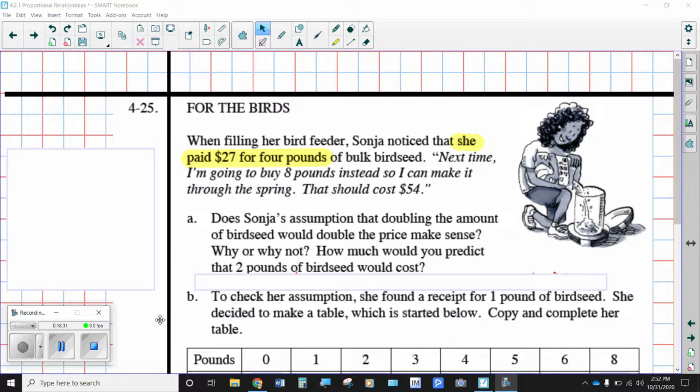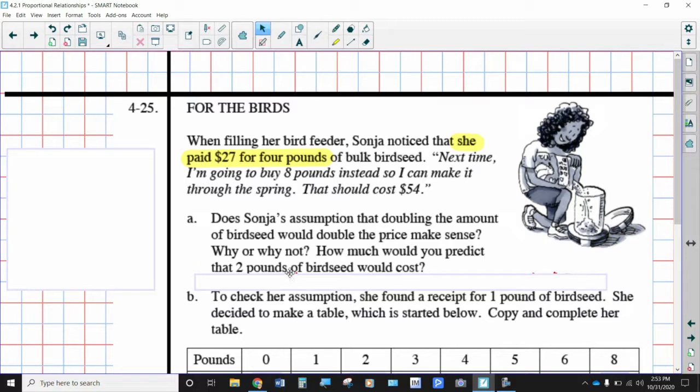Okay, so let's take a look at a different type of situation. Who is this? Sonia. When filling her bird feeder, Sonia noticed that she paid $27 for 4 pounds of bird seed. Next time, I'm going to buy 8 pounds instead so I can make it through the spring. That should cost me $54. So this assumption that doubling the amount of bird seed would double the price, does that make sense? How much would you predict 2 pounds of bird seed would cost?